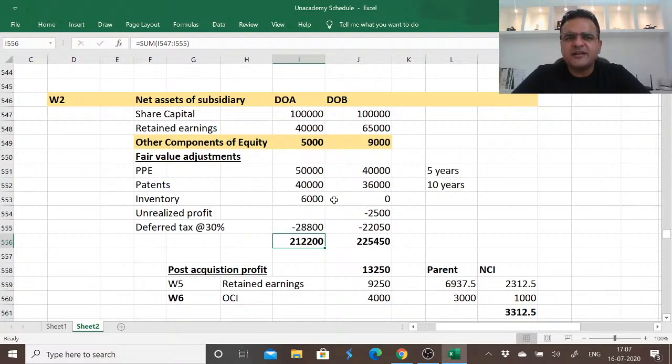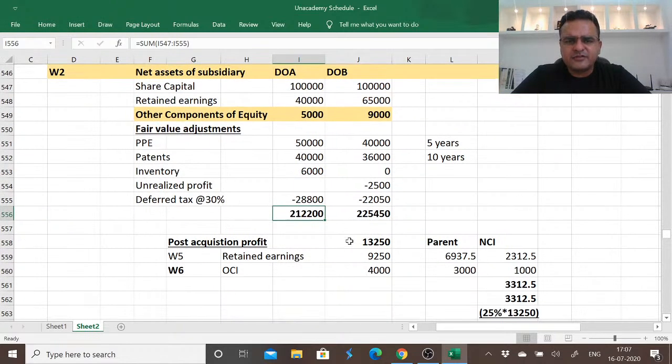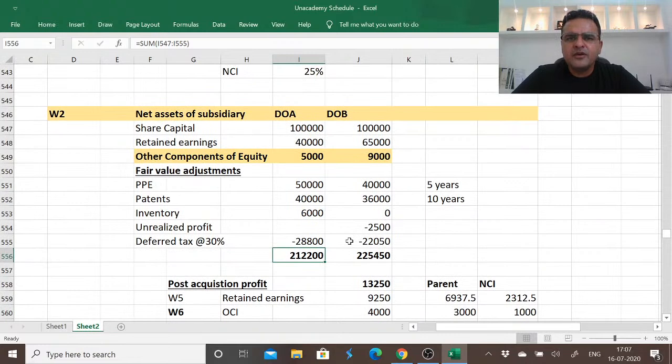Now between this date and the date of balance sheet, there is a post acquisition profit which is earned by the parent. So parent has right only in the post acquisition profits. That is the reason we need to know two values. We need net assets of subsidiary on the date of acquisition, as well as net assets of subsidiary on the date of balance sheet. Between these two dates, there is an earning which has happened after we acquired this entity, so we have a right in the net assets of this entity.